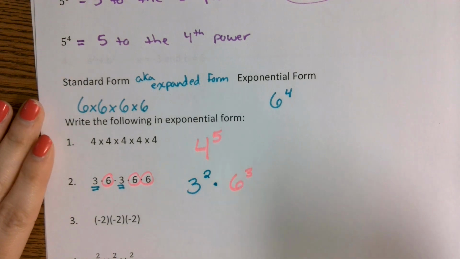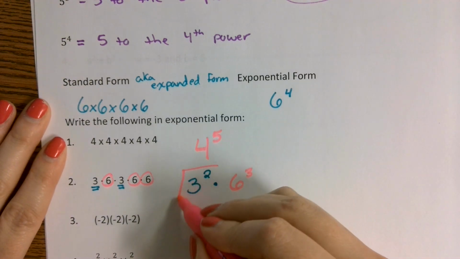The third. 6 cubed. Christian, make sure you're keeping your hands to yourself, please.